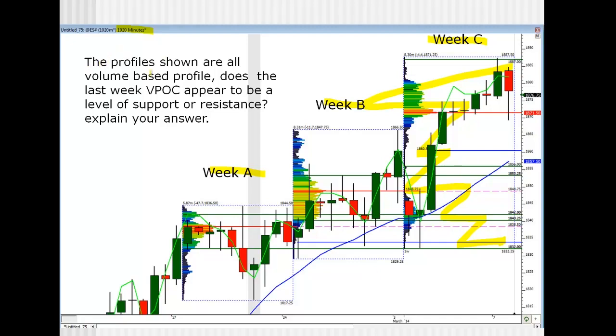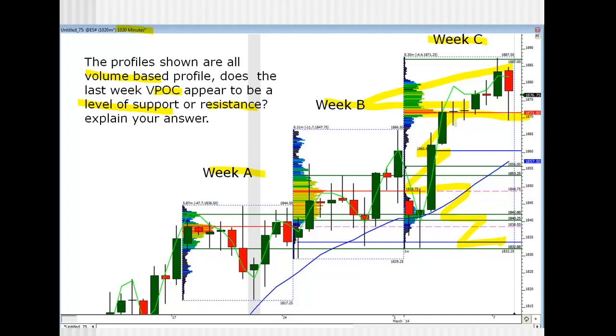The profiles shown are all volume-based profiles. Again, I mentioned to you that I prefer to use volume-based profiles, and so you will find that my charts will all be volume-based profiles. Does the last week's VPOC, volume point of control, and that is this level right here, appear to be a level of support or a level of resistance?